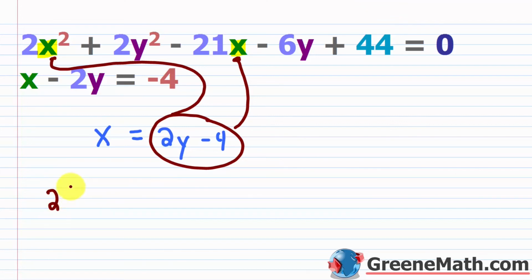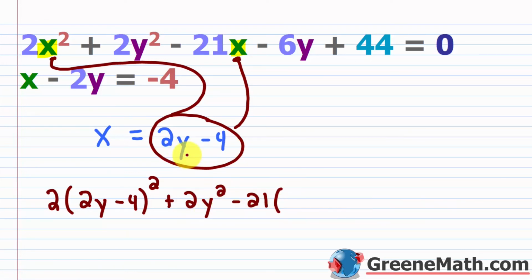So I would have 2 times, I've got to use parentheses here because I'm plugging in for x, and it's squared. So 2y minus 4, that quantity is squared. And then plus 2y squared minus 21 times, again, use parentheses when you're plugging in, so we've got 2y minus 4, and then minus 6y plus 44 equals 0. The common place where you'd make a mistake is to not use parentheses. So make sure you do that.